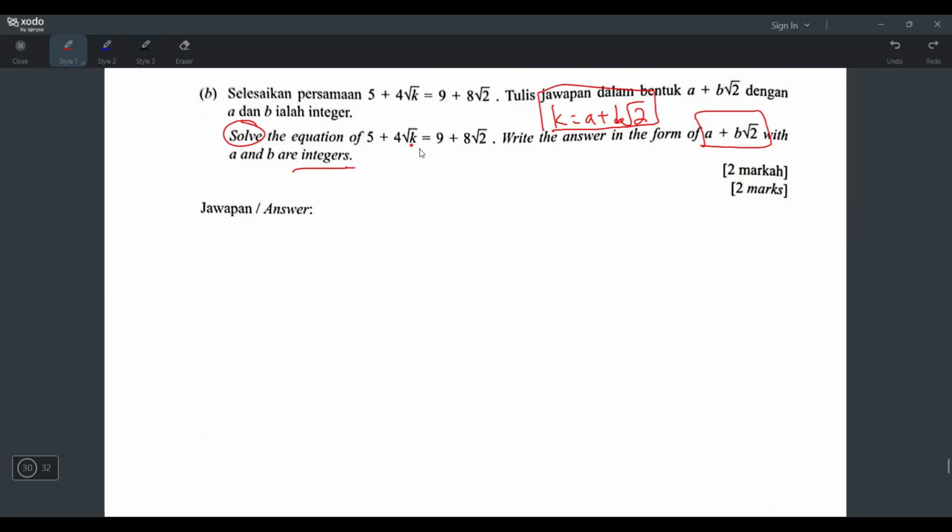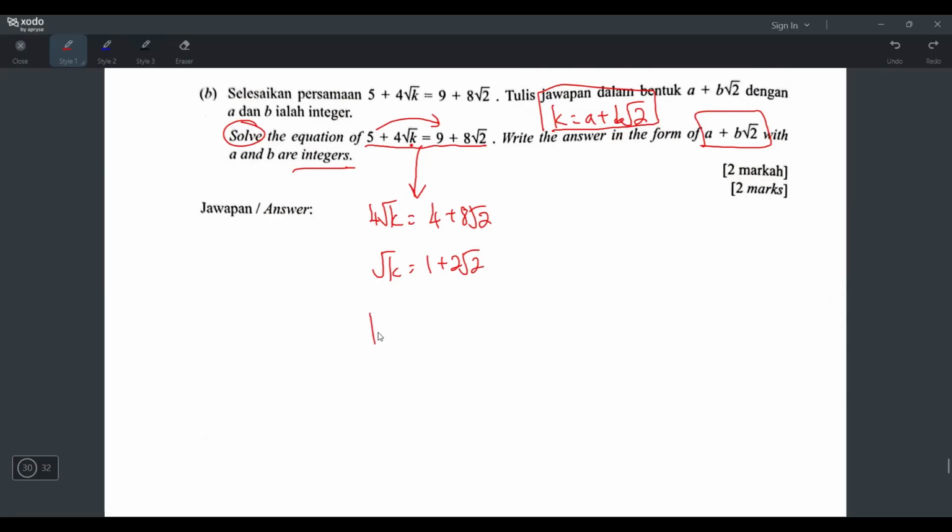I will just start from this equation. How do you find k? Move the 5, then move the 4, and then move the square root. So simple. Because you want to make k single, you have to move everything to the other side. 5 goes over, so 9 minus 5 is 4, plus 8 square root 2. Then move the 4 over. It's times now, so when you move it, it becomes divide. 4 divided by 4 is 1, and the second term also divided by 4 gives 2 square root 2, because 8 divided by 4 is 2.